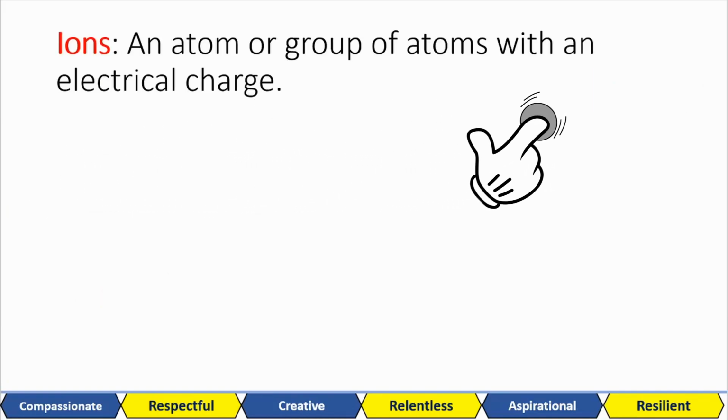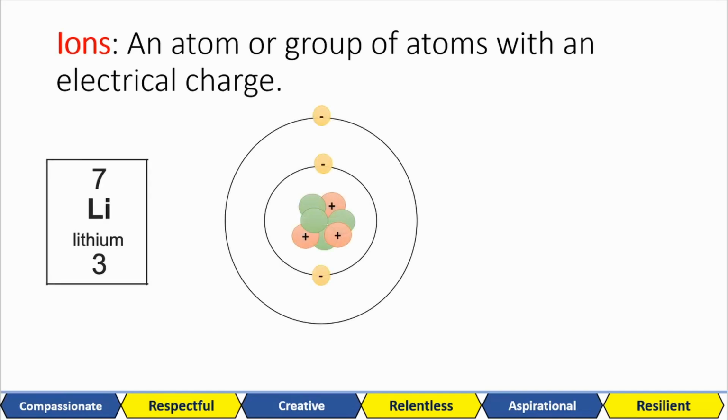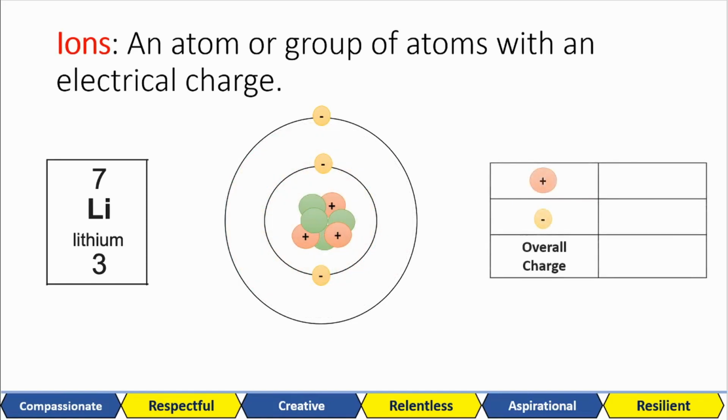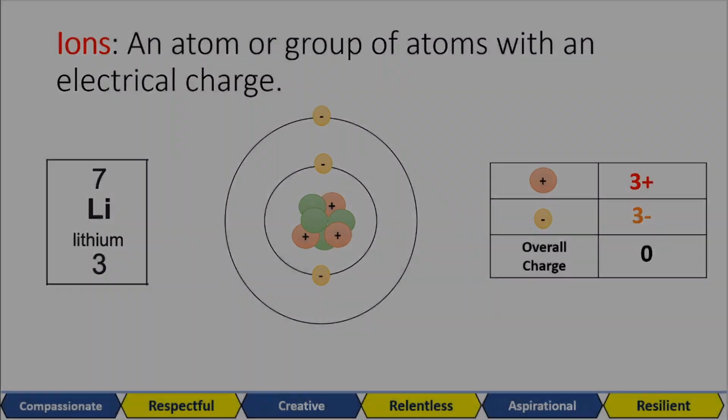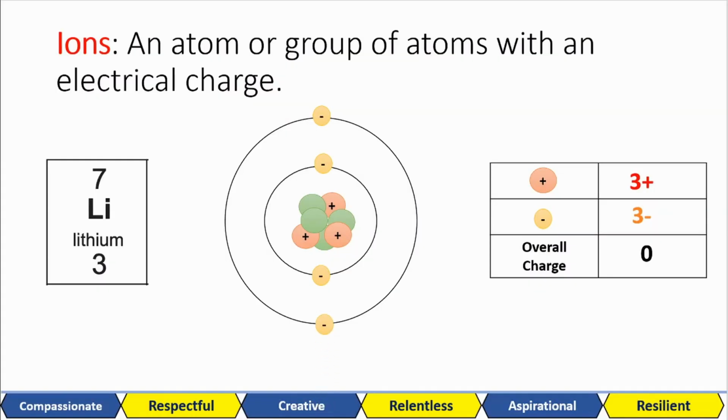Ions are atoms or groups of atoms with an electric charge. Let's use lithium as an example. The charged particles inside are protons, which are positively charged, and electrons, which are negatively charged. In this atom we have 3 protons and 3 electrons, and so the overall charge is 0 because they cancel each other out. But if we add an extra electron, we now have 4 electrons, and so our overall charge is -1 because we have 3 protons to cancel out 4 electrons. We have a charge of -1.